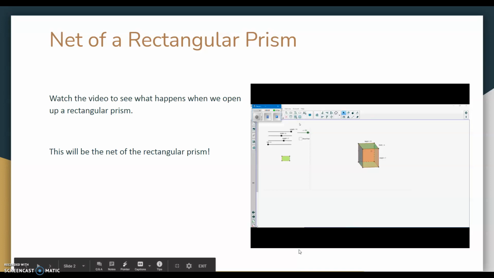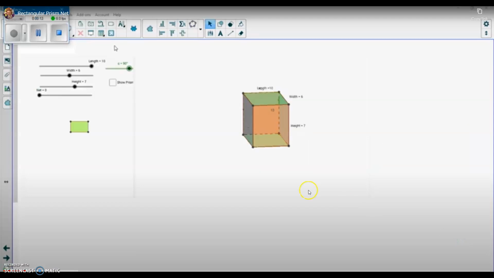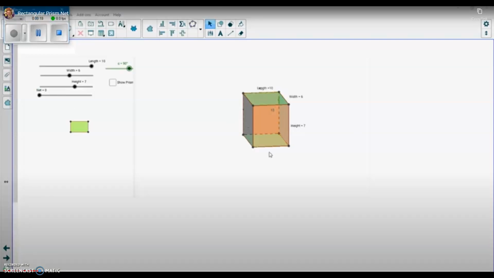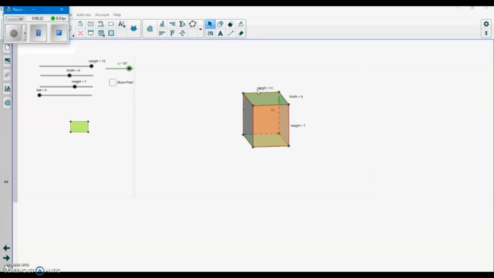Three-dimensional solids. The two we're going to focus on here in the 7th grade is the net of a rectangular prism, which is your basic box. And if you look at this picture, you can see that I have right over here a rectangular prism, and it even gives you the dimensions. The length is 10, the width is 6, the height is 7. And we're going to figure out its net.